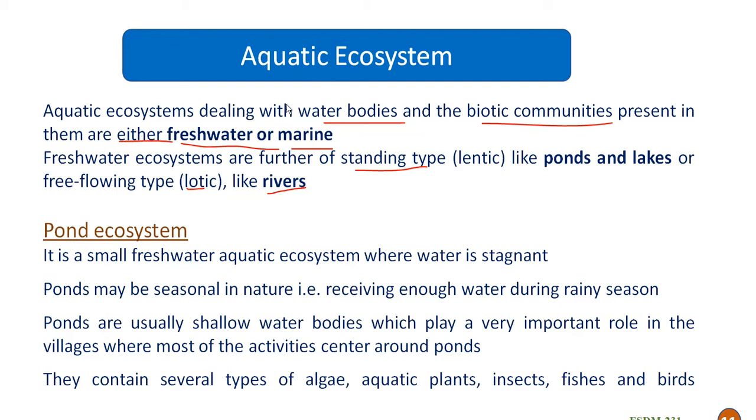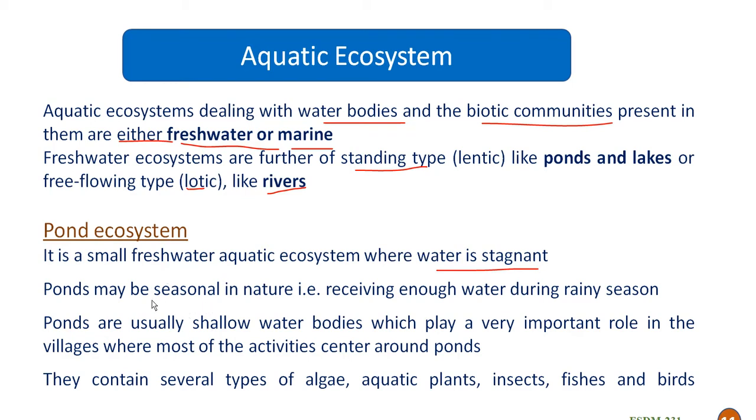Of the freshwater ecosystems, the first is the pond ecosystem. It is a small freshwater aquatic ecosystem where the water is stagnant. So this pond ecosystem is an example of a lentic ecosystem, in which the water is stagnant.